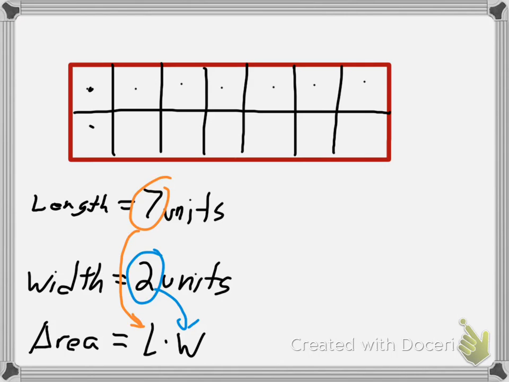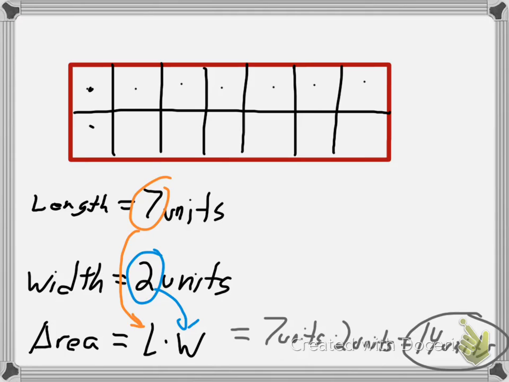So that ends up telling me that instead of L times W, I could have 7 units times 2 units, which now equals 14 units. And that should be units squared, because again, 7 times 2 gives us our 14. Units times units, it would be units squared, because anything times itself is squared.